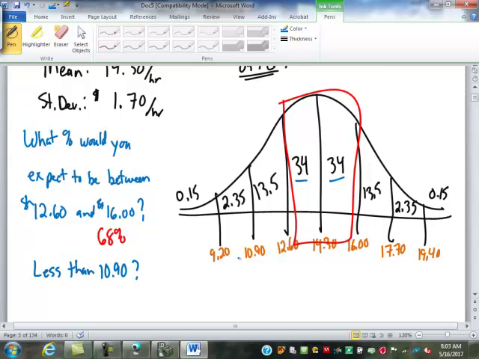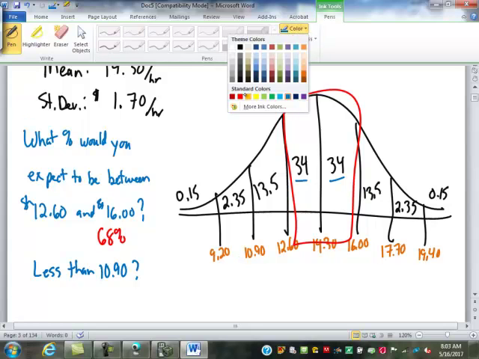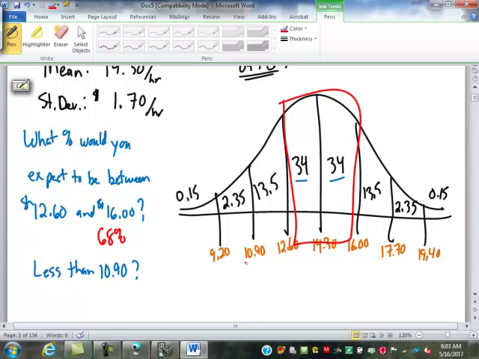What percent would you expect to be less than 1090? But here's 1090. Less than would be those. That adds up to 3.5. Nope, the 13.5 is on the outside of it. So it's just the 0.15 and the 2.35.